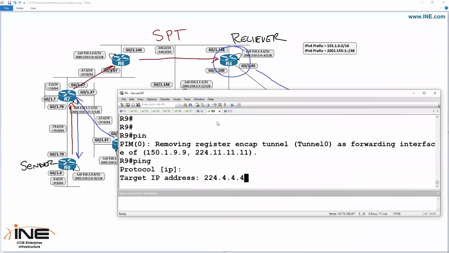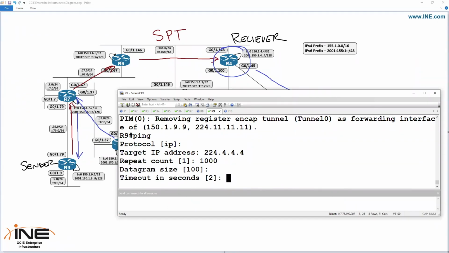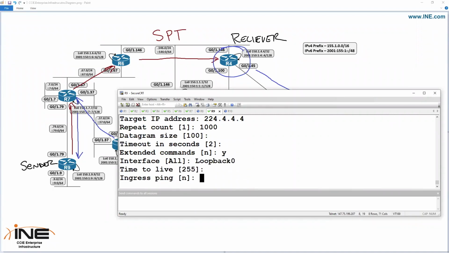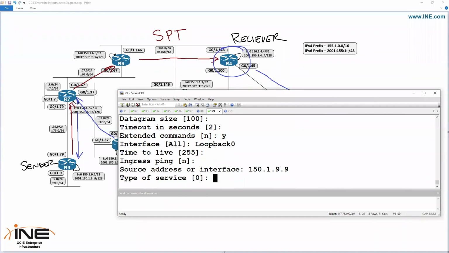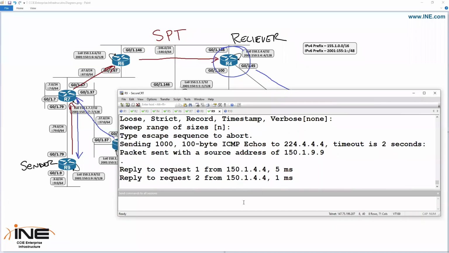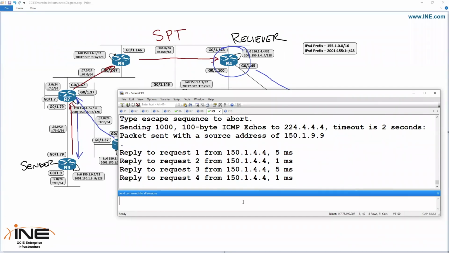Okay, now we're going to ping from router 9 to 224.4.4.4. Let's send 1,000 packets. Extended commands, yes. Interface out loopback 0. Source address 150.1.9.9, which is its loopback interface. Okay, so the tree is now connected. We see we're getting responses back from router 4.